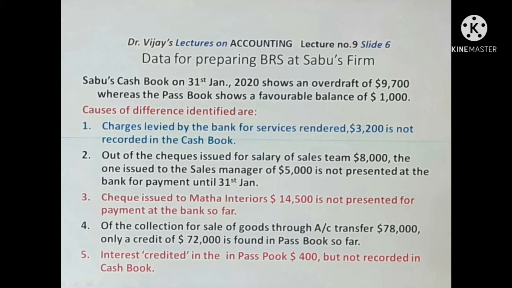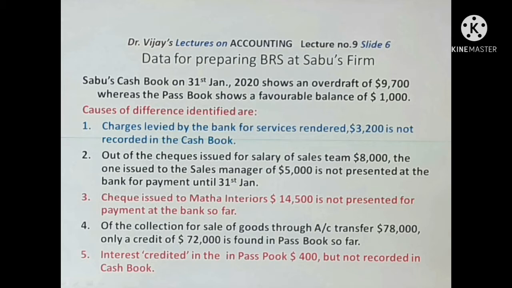The third cause of difference, check issued to Mada Interiors $14,500 is not presented for payment at the bank so far. The check issued to Mada Interiors is recorded in cash book bank column on credit side. But in passbook, there is no entry for that because so far it is not presented at the bank for payment and bank has not paid it.